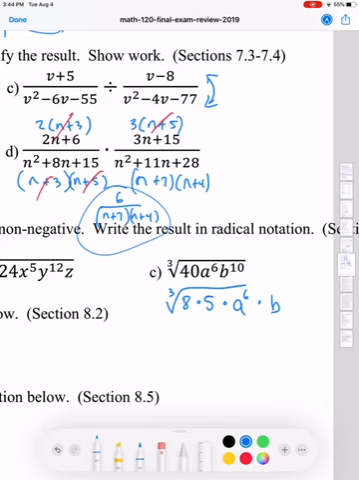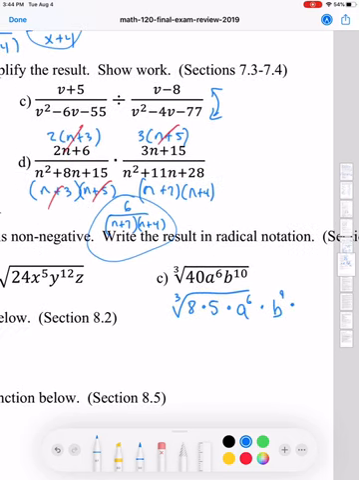B to the 10th, the 10 is not divisible by 3, but I'm going to split it into b to the 9, because 9 is divisible by 3, times b to the 1. Notice how I split everything so that all of these have perfect cube roots. Now let's do the cube roots. Cube root of 8 is 2. 2 times 2 times 2 is 8. Cube root of 5 doesn't have one, so it stays inside.